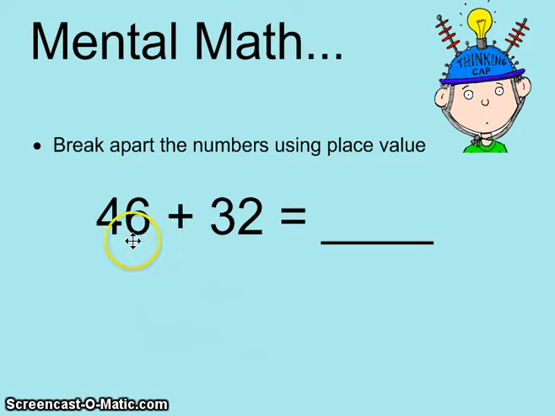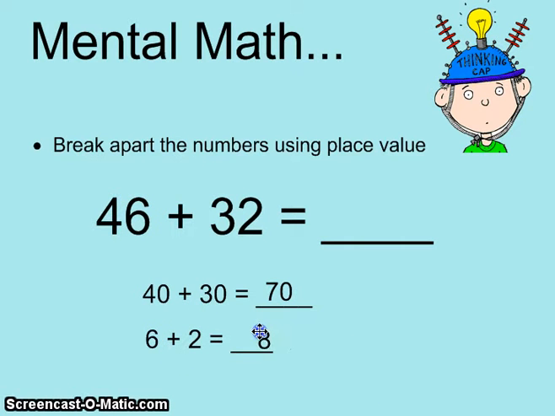So I can add 40 plus 30 equals 70. Then I can add my ones and add 6 plus 2 equals 8. When I combine 70 plus 8, my total answer is 78.